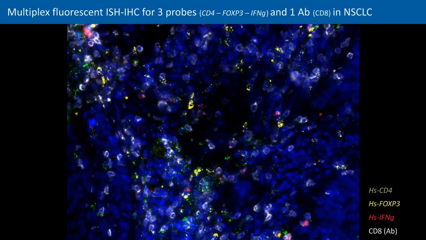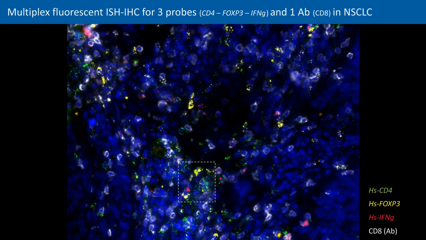So this is an example image for a non-small cell lung cancer core. And you can see the staining pattern with the probes marked as follows. The CD4 mRNA is shown in green, FOXP3 mRNA is shown in yellow, and the interferon gamma RNA is shown in red, and the signal for the CD8 antibody is shown in white.